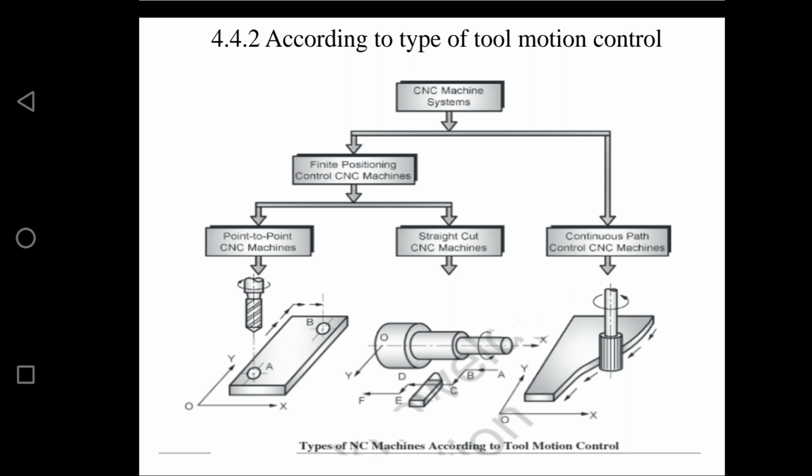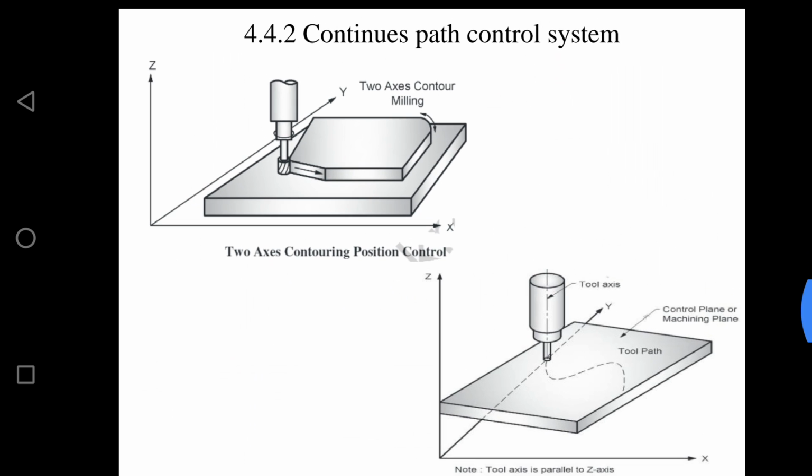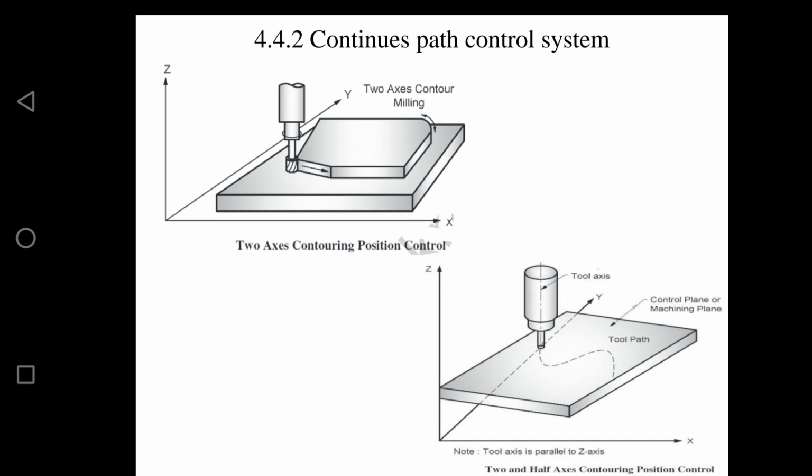In this control mode, most of the slide motions are controlled simultaneously, so that their relative positions pass through the desired contoured path of the final shape of the required product. In continuous path control systems, we have four different types of NC machine systems. The first one is two axis contouring.